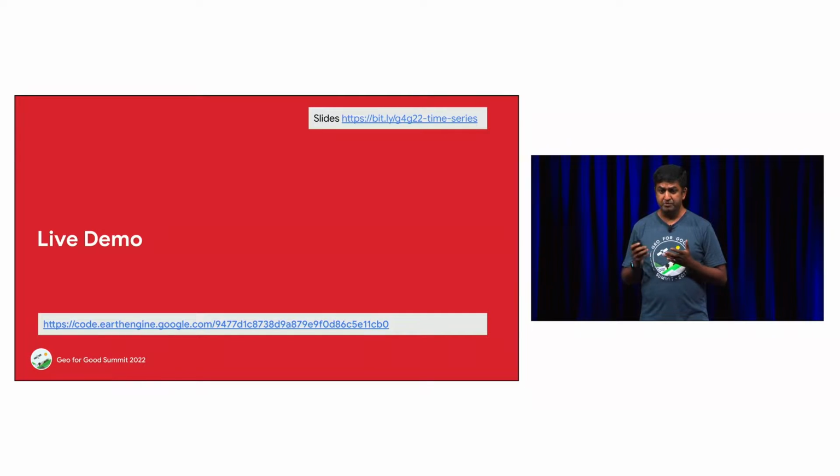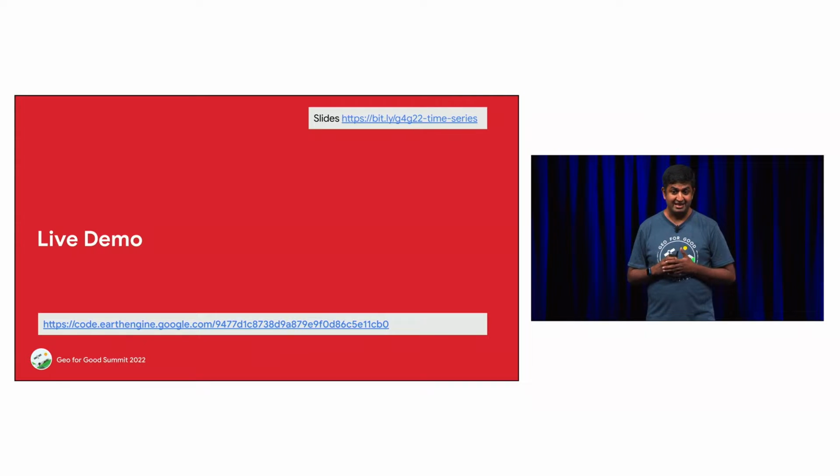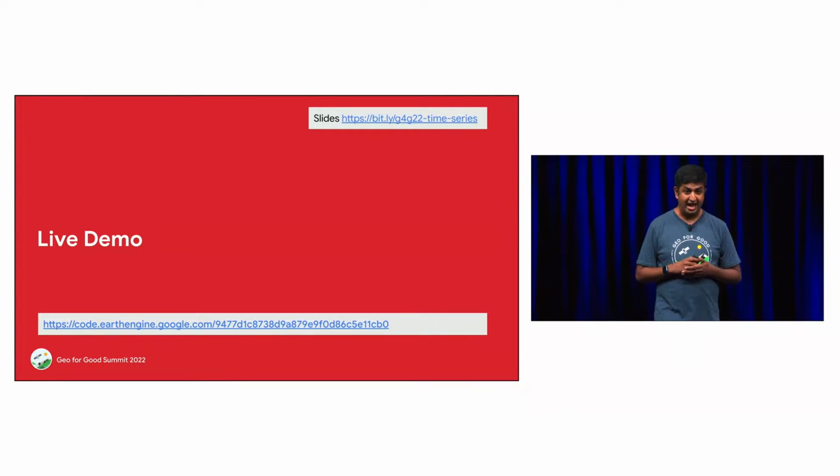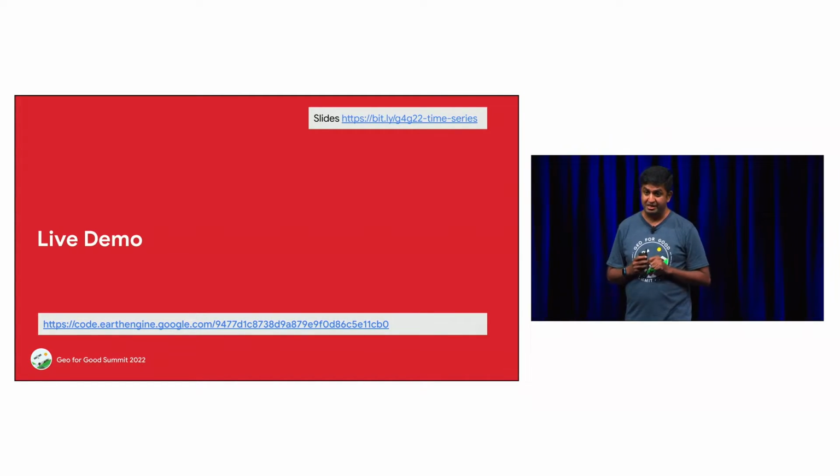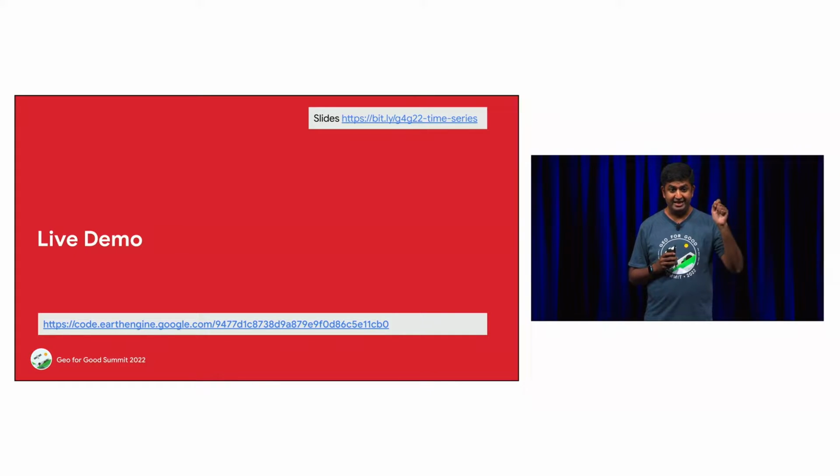Okay. We'll skip this live demo. I don't have my computer, but you can try this link. Click on this link, and there's a geometry import. Delete that. Drop a point anywhere that you like in the world, and see the time series and see the smooth version of that. Right?